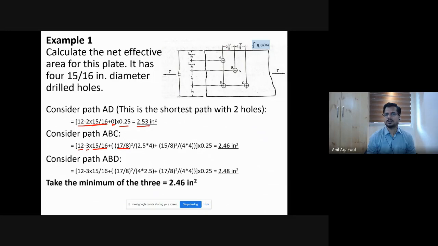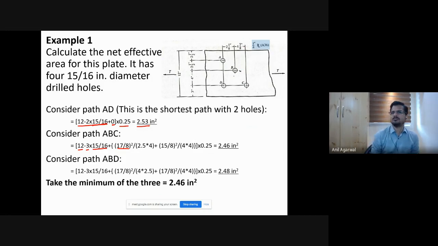P square, that is 17/8, is only this part, right? 2 and 1/8 of an inch. So in other words, 17/8 divided by 4g. So this is 2.5 minus 4 plus p square by 4g for this part. So this p is basically 1 7/8 of an inch.